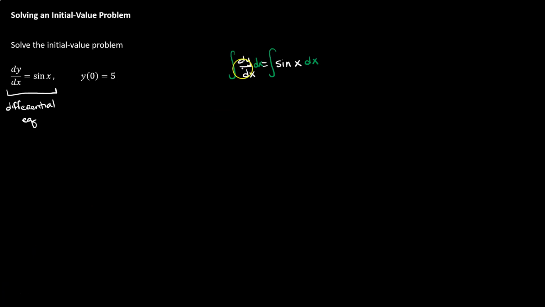If we had d dx and then we undo that, then we're really left with y. So on the left-hand side, we're left with y. On the right-hand side, we're integrating sine x, which we just said was negative cosine x plus c.